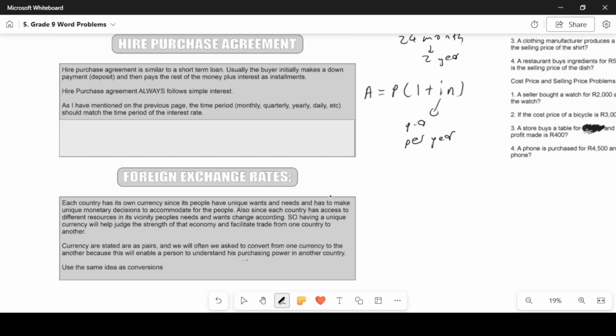Right, so this is just some introduction. All these ideas will make sense as you start working with higher grades and enter the real world. You'll start to understand this. Like when people go overseas, they'll need to convert their money from one currency to another. You can't use your rands in America. You have to use dollars.